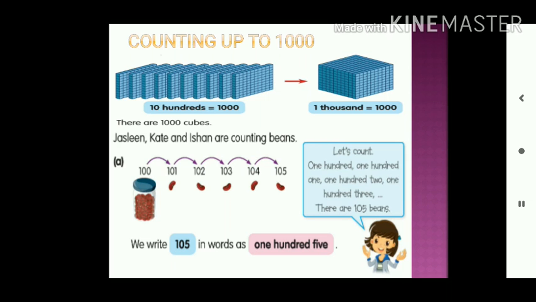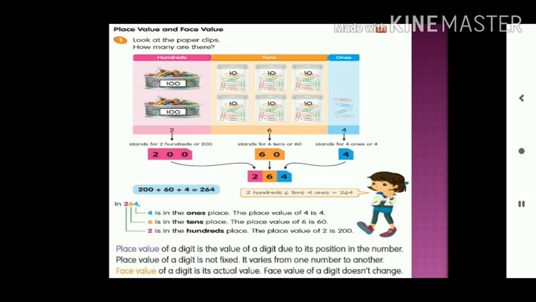Right, children? Let's move on to the next topic, that is place value and face value. So look at the paper clips, children. How many are there? We don't know. So let's see. Can you see there are 3 separate colors? Pink for 100, yellow for 10 and blue for ones.